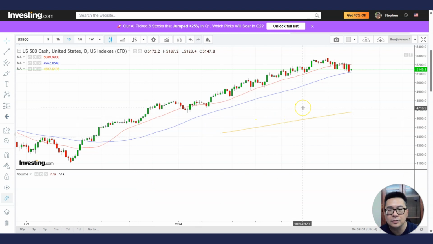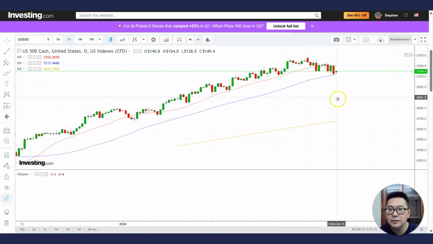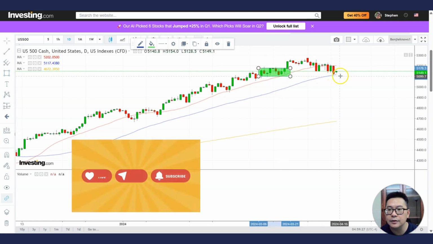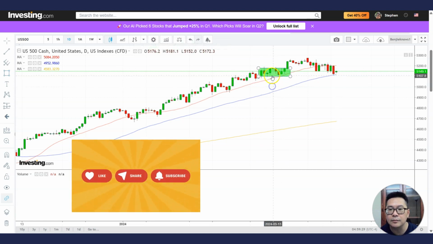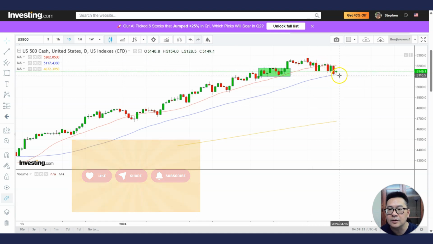Let us continue looking at the S&P 500. Last Friday we had a nasty red bar here and we are now at 50 MA support, and we do have some price support around here because this is a price congestion area. We are at the 50 MA support and price support area. So we want to look at this 50 MA for the support.